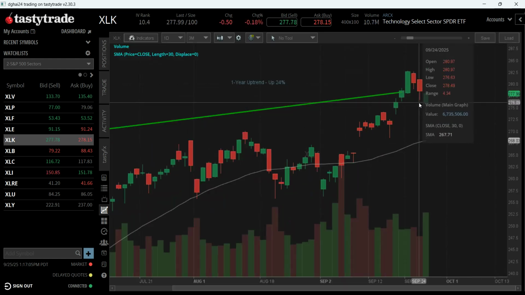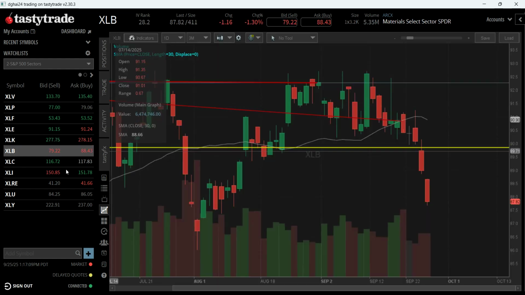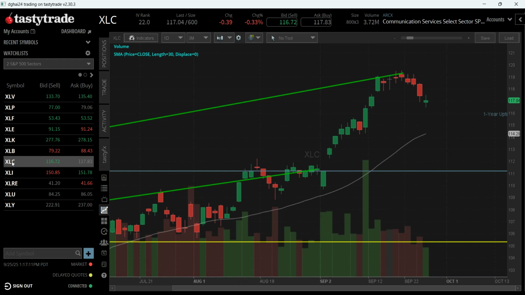Technology, nice bull flag setup, super strong sector. Basic materials, 3-month downtrend, not too exciting. Communications has been one of our strongest sectors, still is. That's a nice bull flag setup, so that's something we could place an order on.